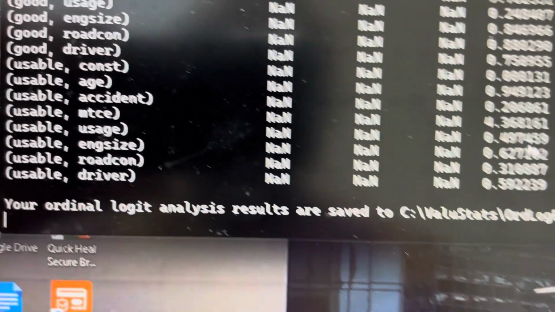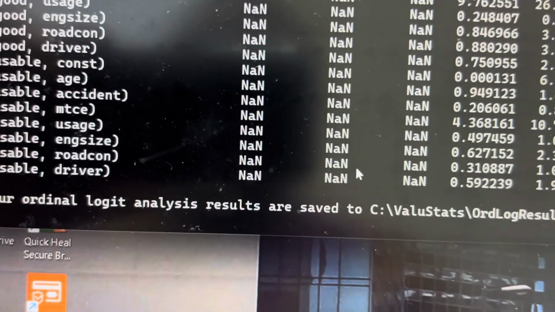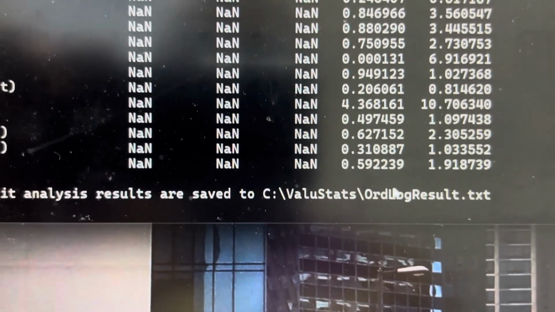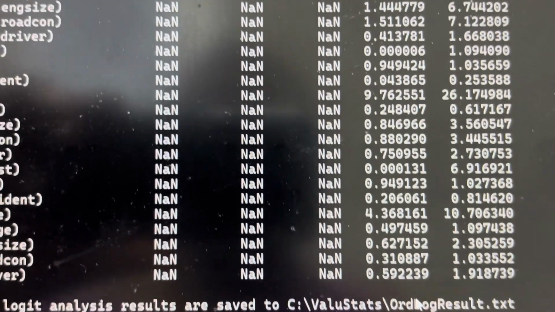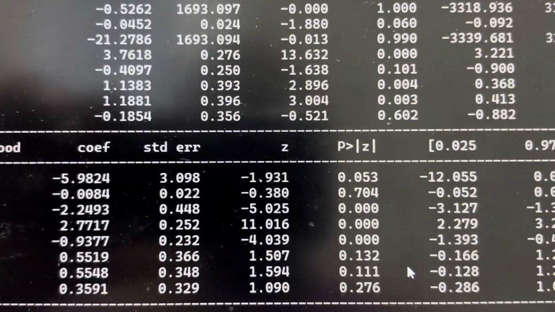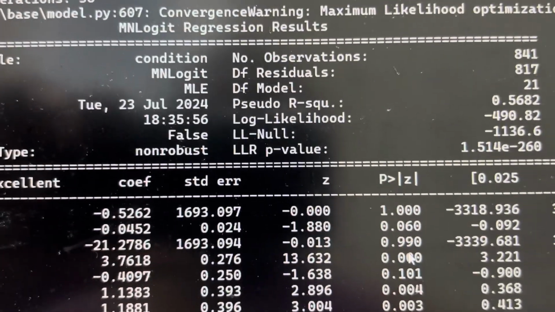So it's a very robust one and full of lessons. That is the ordinal logistic regression, and it is even better when you use the VSP to do the analysis. So it'll be better for it.